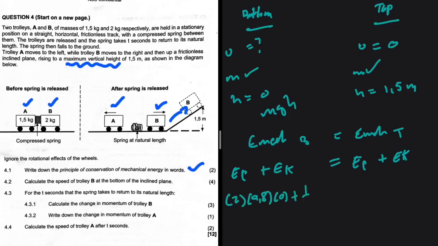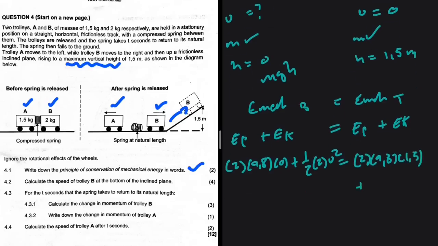What about the kinetic energy? Half, mass is 2, v squared. That's what we're interested in, right? And then at the top, mechanical energy is 2, 9.8, the height is 1.5. But the kinetic energy at the top is actually equal to 0, because we know that at the maximum height, the velocity is 0. So we have 0 squared there.